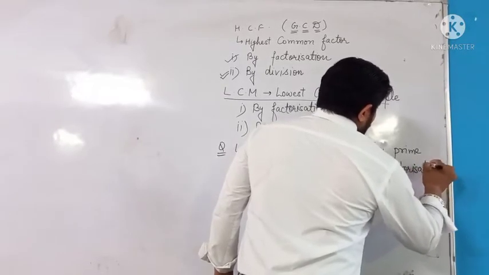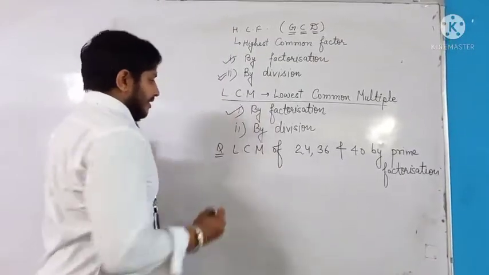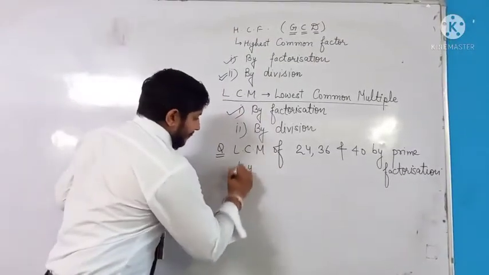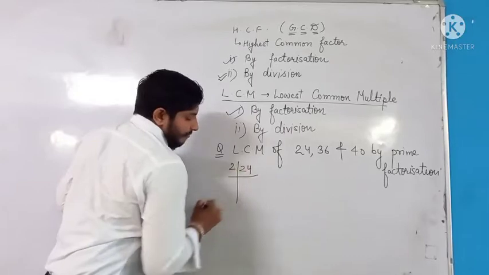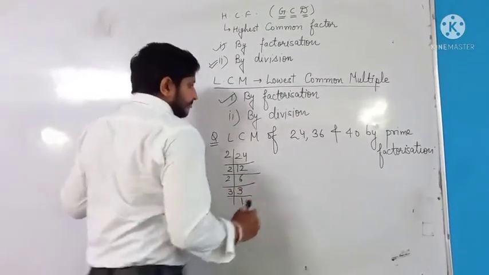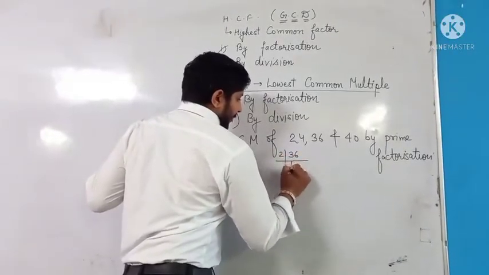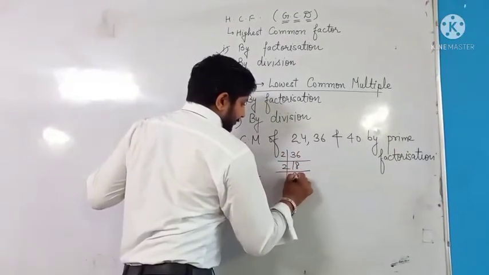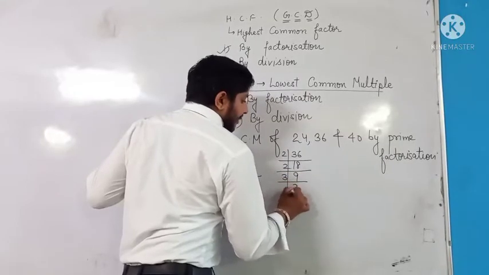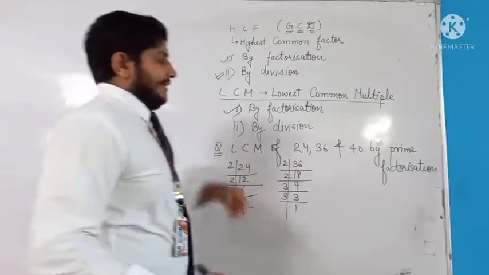Okay. By the first method, just factorize. 24: divide by 2, get 12; then by 2, 6; by 2, 3; and then by 3, 1. Then 36: by 2, 18; by 2, 9. Divide by these prime numbers.